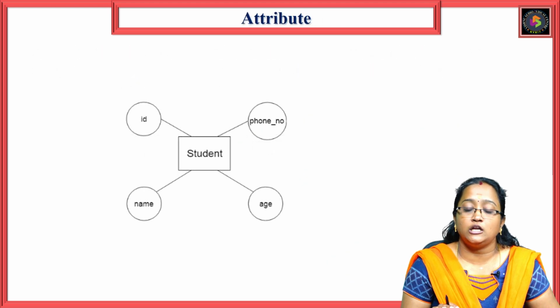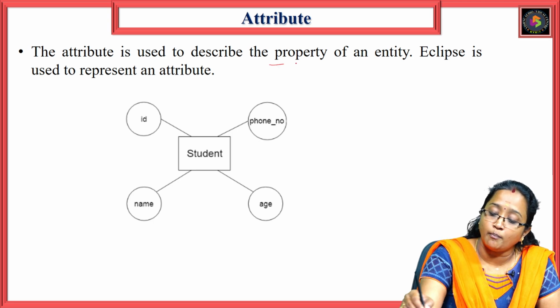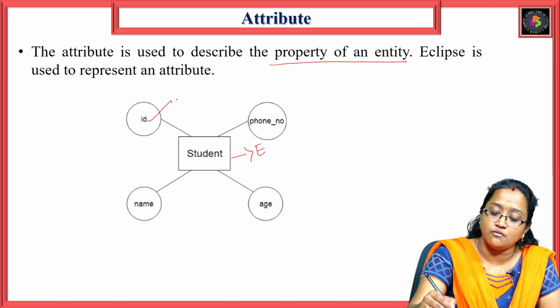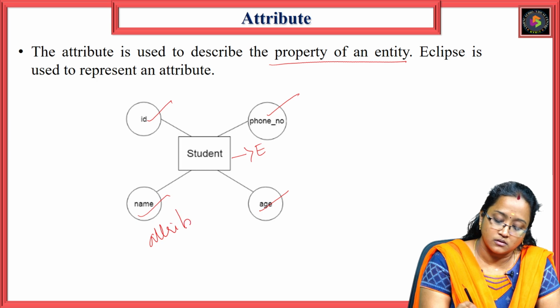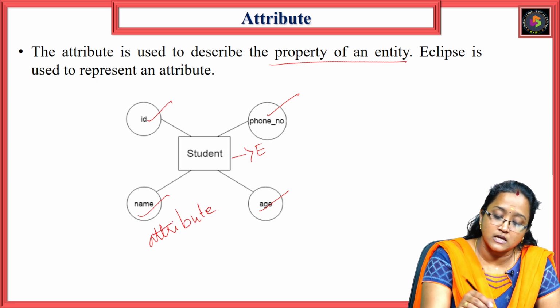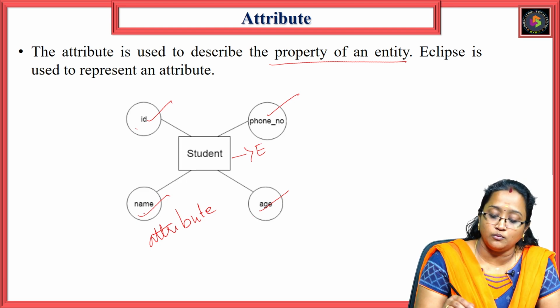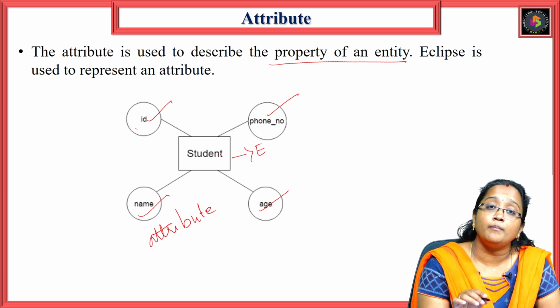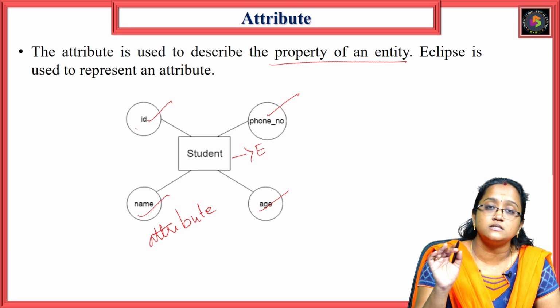Next one is attribute. Previously I gave the explanation: it describes the property of an entity. Student is an entity, and this ID, phone number, name, age are called attributes. Simply, we can say they are properties of the student entity. When something is a property of an entity, that is called an attribute.